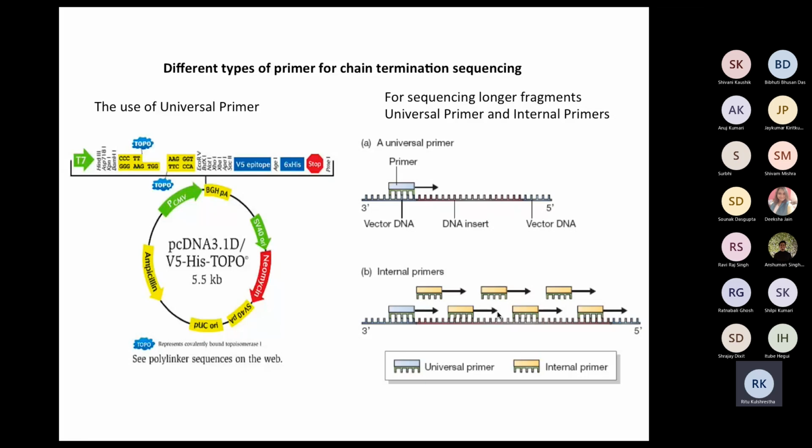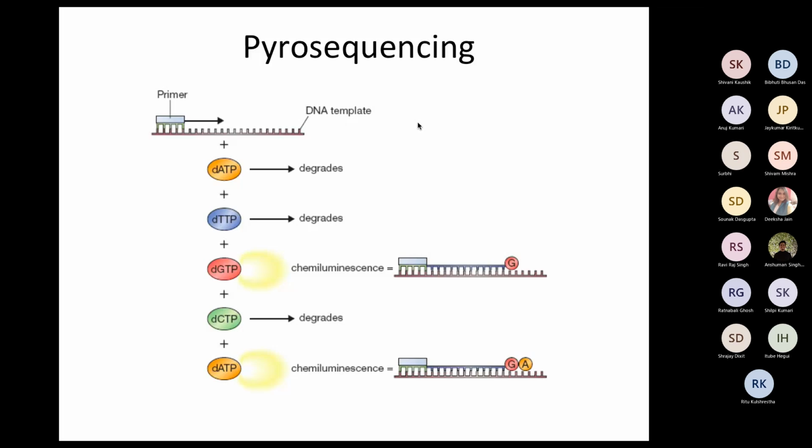This technique I'll also revisit when I tell you about genome sequencing, because this is called the walking method, where you go step by step. You know the sequence here, then you go further, and further, because you are limited by the fact that you don't know the sequence in between. So once the sequence comes, you design the primer and then you sequence it further. These primers would be called internal primers. So this slide is to sensitize you to the two terms, universal primer and internal primer.